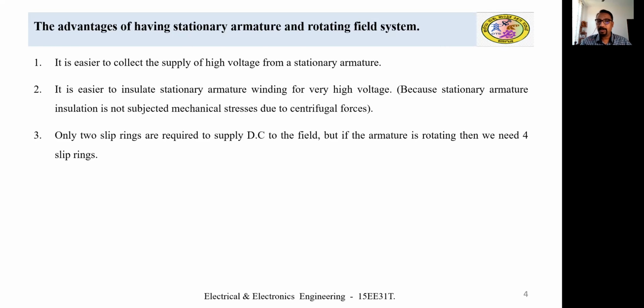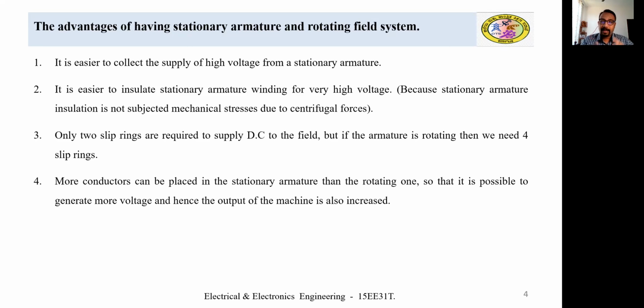The cost is more. Hence, in order to avoid that, we have a stationary armature and a rotating magnetic system. So this is the third point. The fourth one: if the armature is stationary, we can accommodate more conductors in the stator. Since it is stationary, there is no question of rotating, hence we can insert more armature conductors. So what is the advantage? We can produce more voltage, or else the output of the generator is increased.